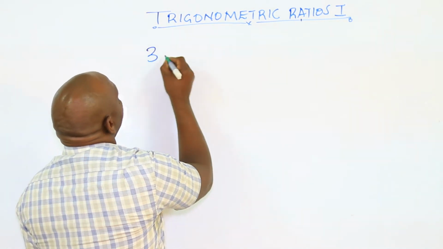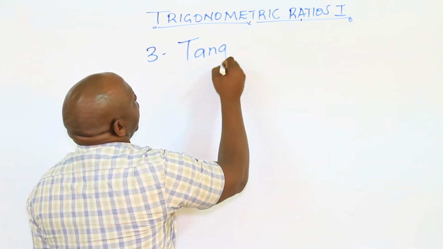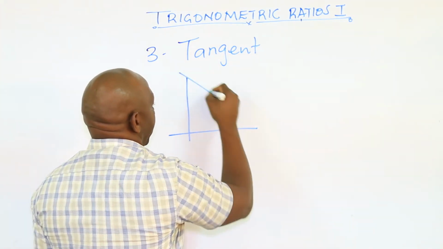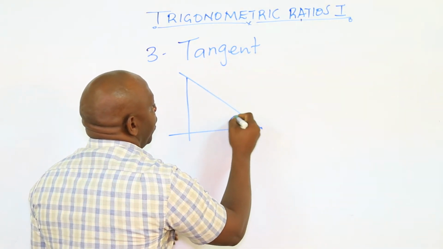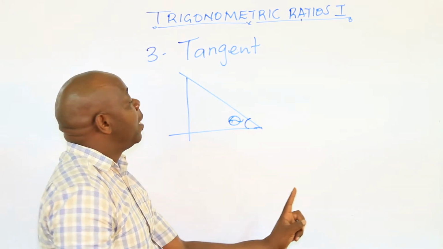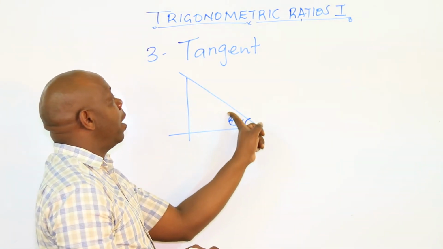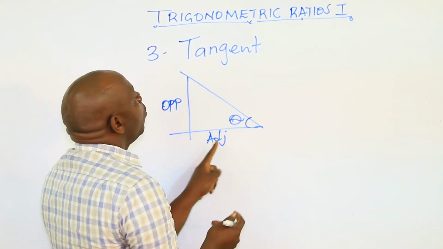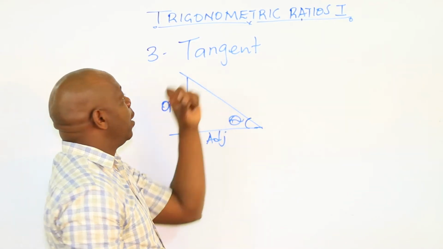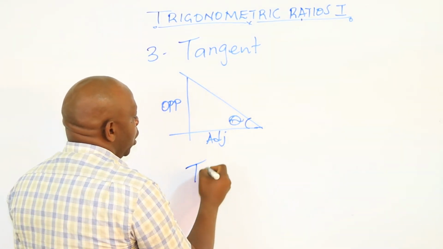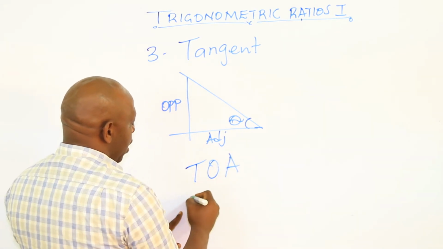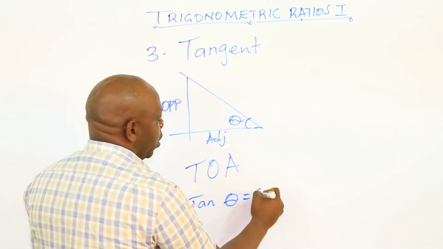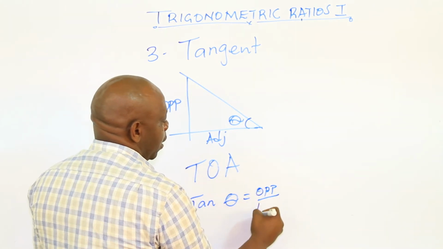Number 3 is what we refer to as the tangent. We have said, given a right angle triangle with subject angle theta, the relationship between this angle and the opposite side and the adjacent is what we refer to as the tangent. That is TOA, meaning tan of this angle theta equals opposite over the adjacent.